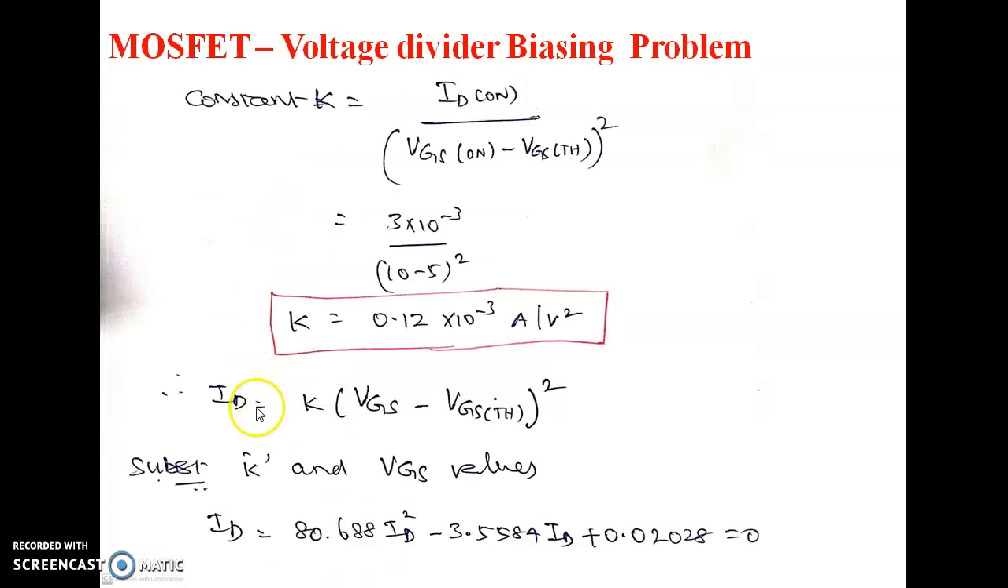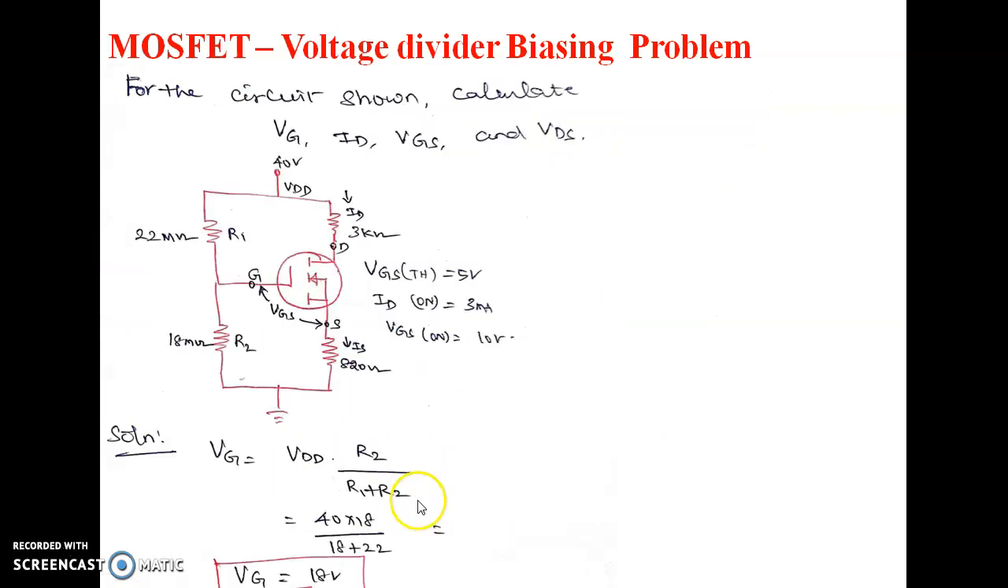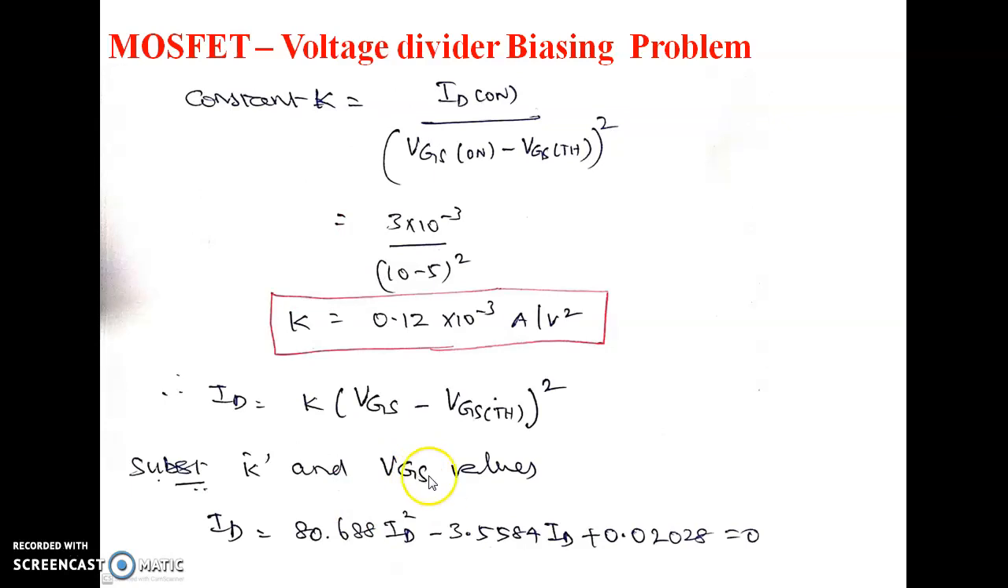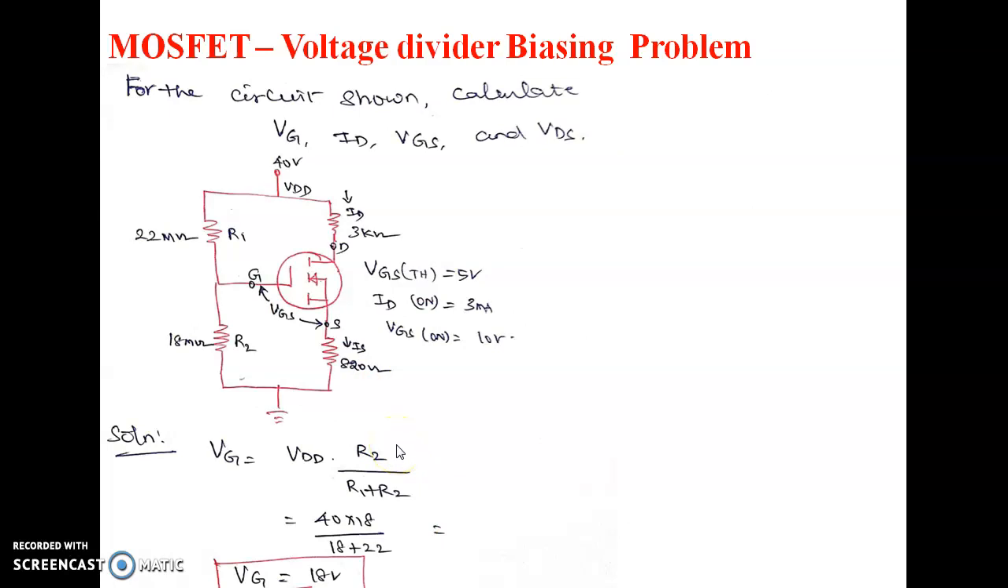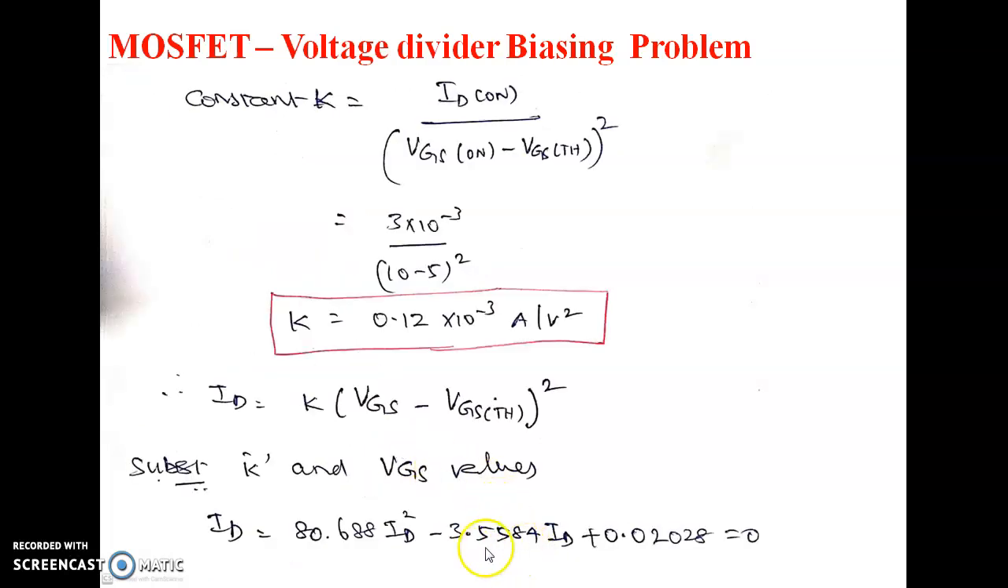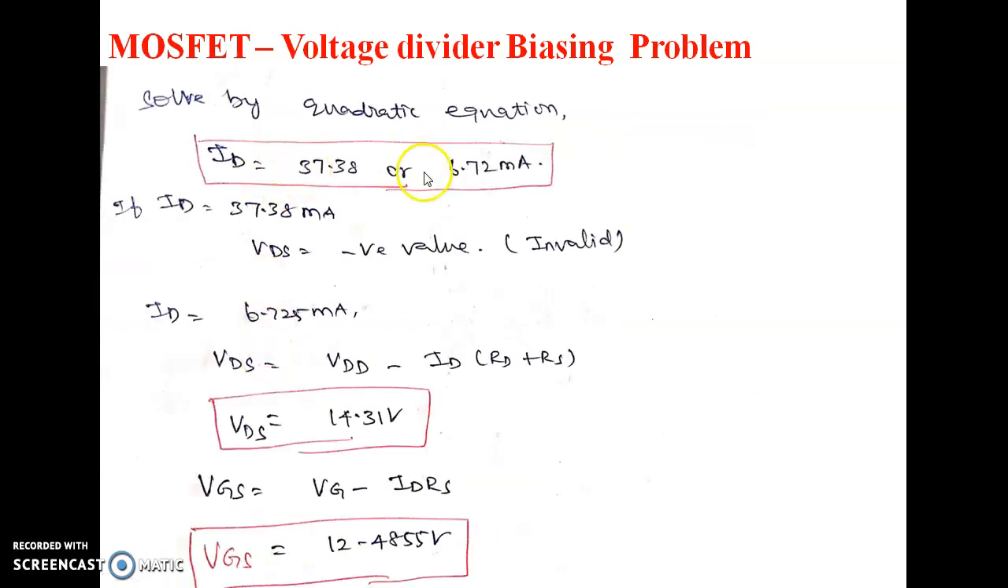Next, to find the ID value, because your Q point depends on the ID. To find the ID value, find the value of K first. So what is the K value? Already we know the equation, so substitute here and find the value of K. Once you find the value of K, substitute here. What about your VGS? VGS equals VG minus VS. So substitute here and find the value of ID by means of a quadratic equation.